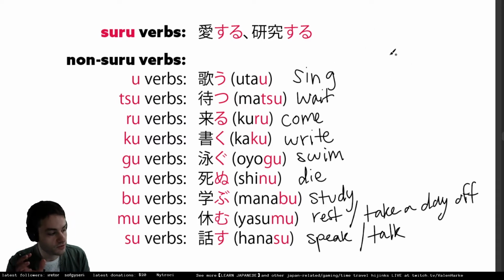When we start using verbs, I will point out, hey, look, we're using suru here, this is a suru verb. Hey, look, we're using ru at the end of this verb, this is a ru verb, for example.